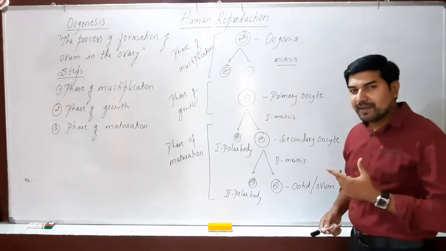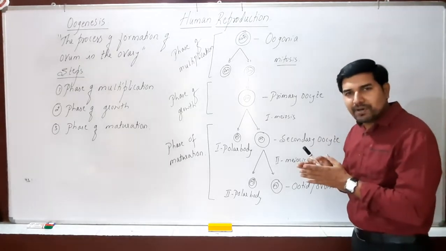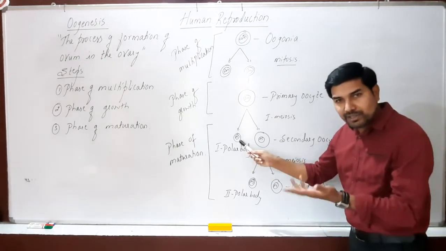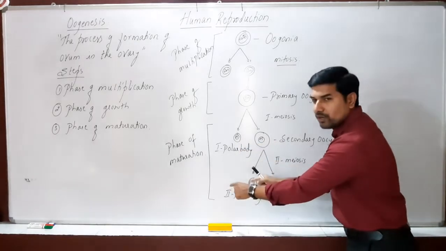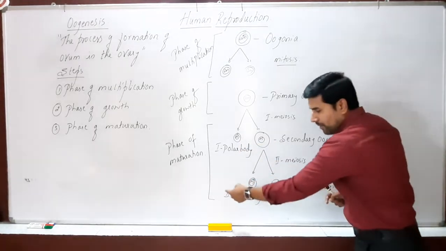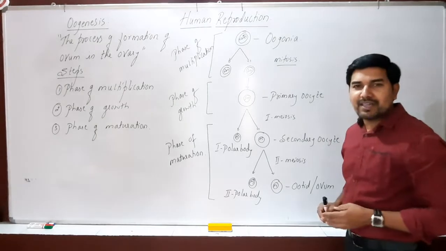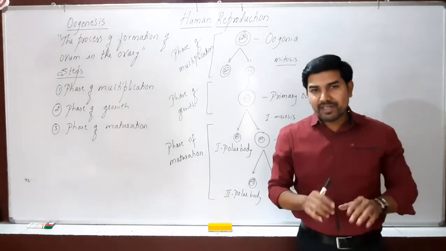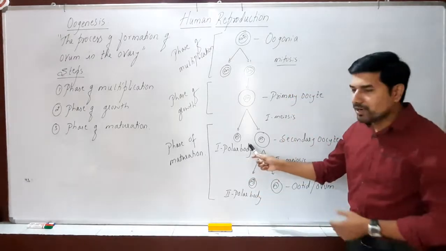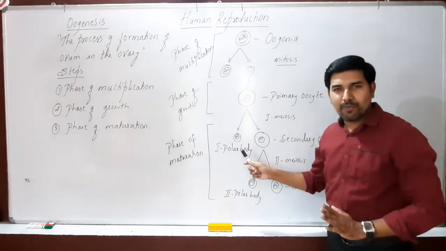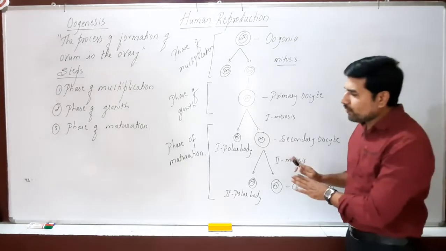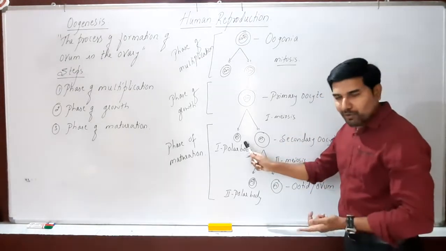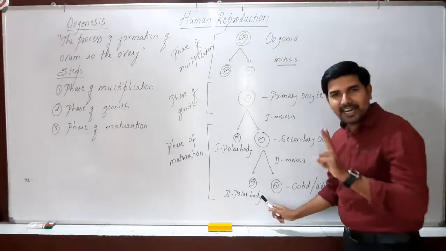So what is this three? According to some persons, the first polar body undergoes meiosis 2 and divides into two more polar bodies, finally forming three polar bodies. But at present we are not clear about this concept, whether this first polar body undergoes the meiotic division or not. Hence what we get here is, in the first meiosis one polar body, in the second meiosis the second polar body.